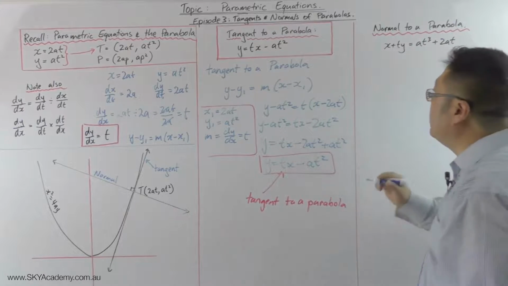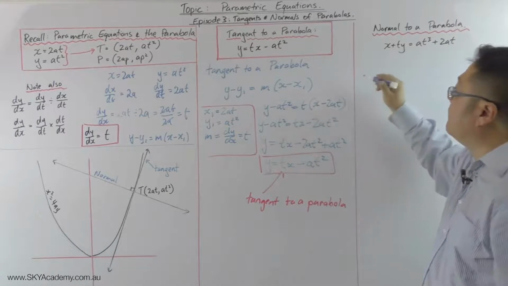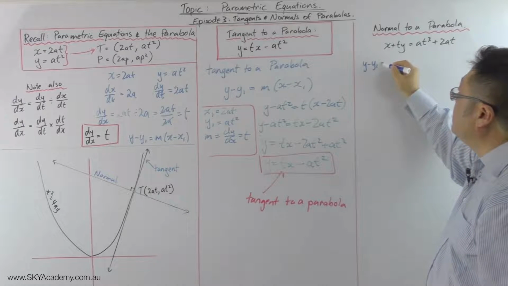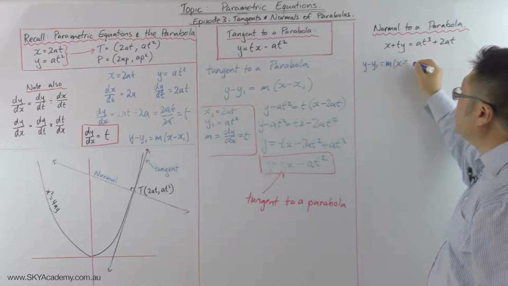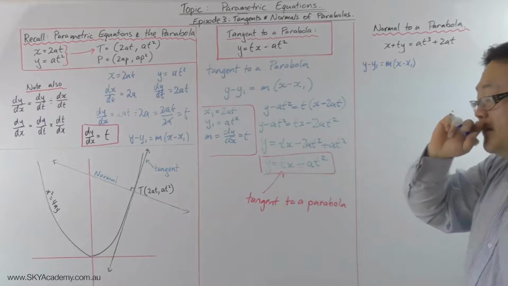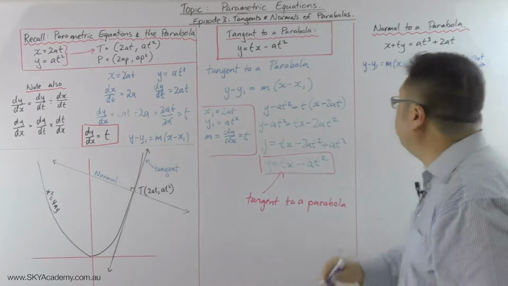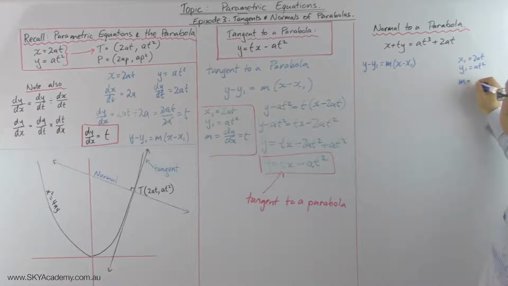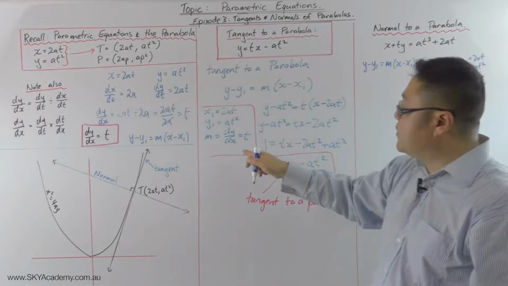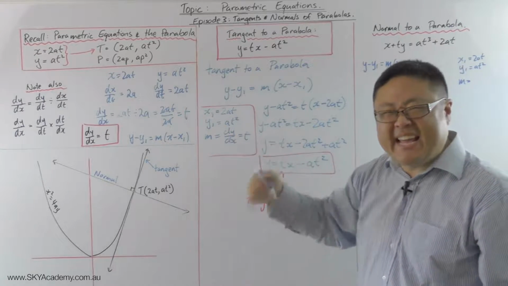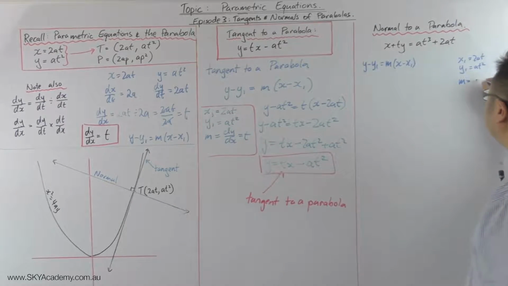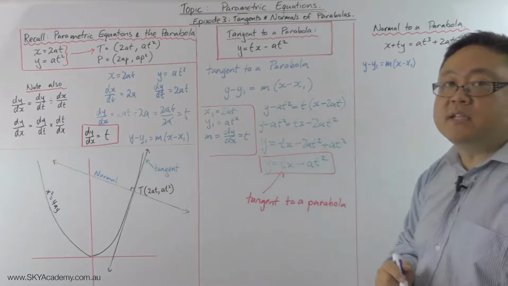For a normal to a parabola, again, we're going to use the point gradient formula. So it's y minus y1 is equal to m times x minus x1. But for this, what I want you to see is that x1 is equal to 2at, y1 is equal to at squared, because that's the point of contact. But your m is going to be the negative reciprocal of your tangent gradient, right? So it's going to be minus 1 on t, which is going to be your gradient.